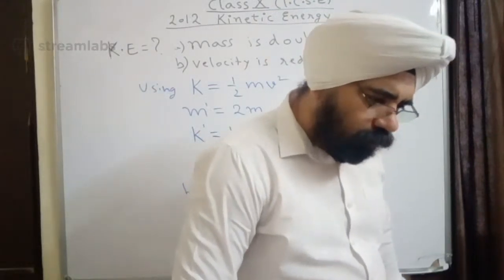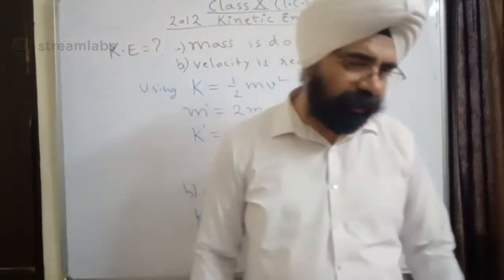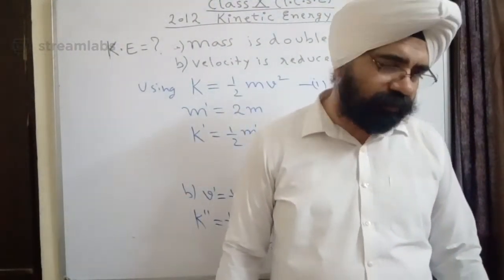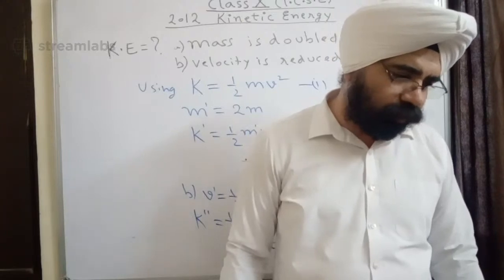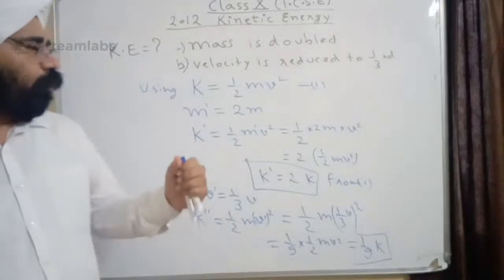Anushka, what does he say? Half into 1 by 9, correct. You have a good connection, Anushka. Before I have done, your answers are there on the screen. Shingarika also today is going good. 1 by 9 of the initial kinetic energy. So very easy, everybody understood?